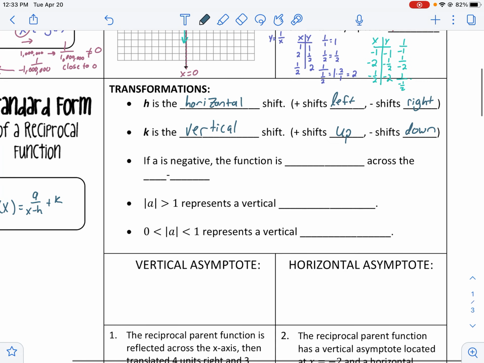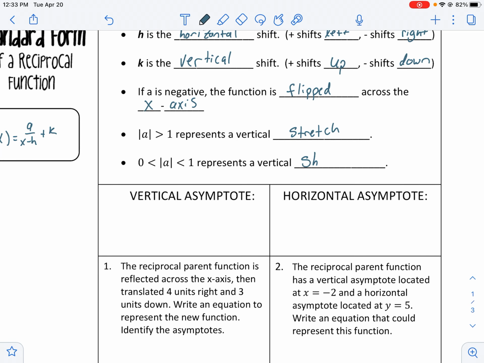If the a value is negative, the function is reflected or flipped across the x-axis. And if the a value is bigger than 1, that would represent a vertical stretch, while an a value between 0 and 1 would be a vertical shrink.